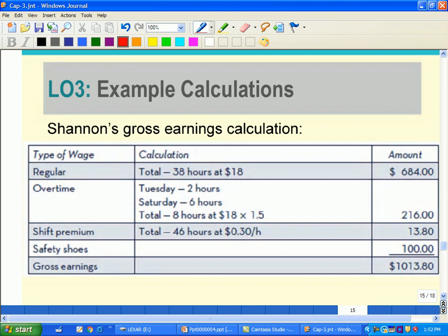So, she worked 38 regular hours at the rate of 18, this is the amount. Then overtime on Tuesday 2 hours and on Saturday 6 hours, a total of 8 hours. We have to apply 1.5, extra time and a half. So, for these 8 hours she got $216, and then there is a shift premium, that is the total hours of work, 46, multiplied by 0.3, and that is the other amount for the shift premium, and she was given $100 for the safety shoes. So, the total earning comes to $1,013.80. This is the way that we calculate the gross earning for Sharon.